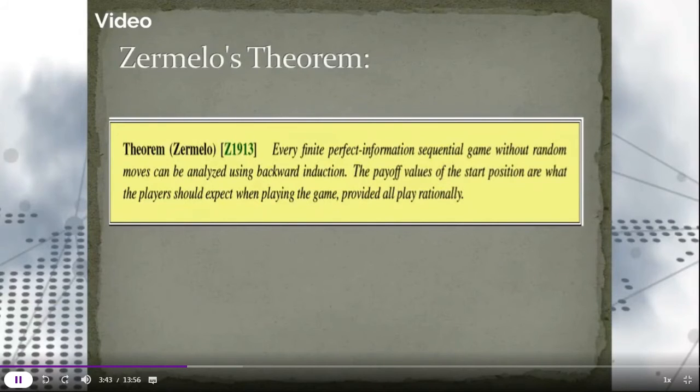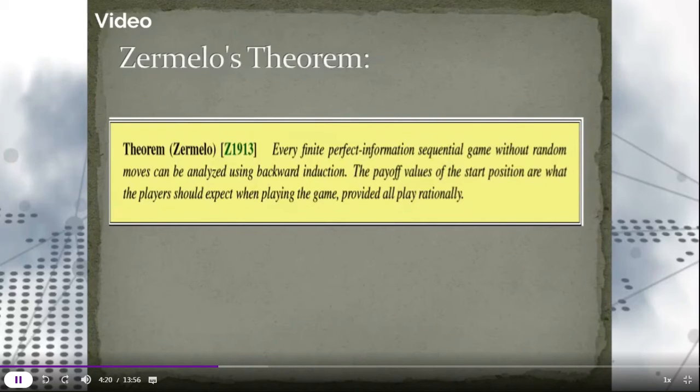This theorem says that every finite perfect information sequential game without random moves. So there is an order of the moves. First one person plays one move and then the other person plays their move. There are no random moves. Everybody knows what moves are available to each of them, and it's a finite perfect information sequential game. That means there is also a chance that we can have an infinite sequential game as well, but we're not going to deal with that. It's a finite sequential game.